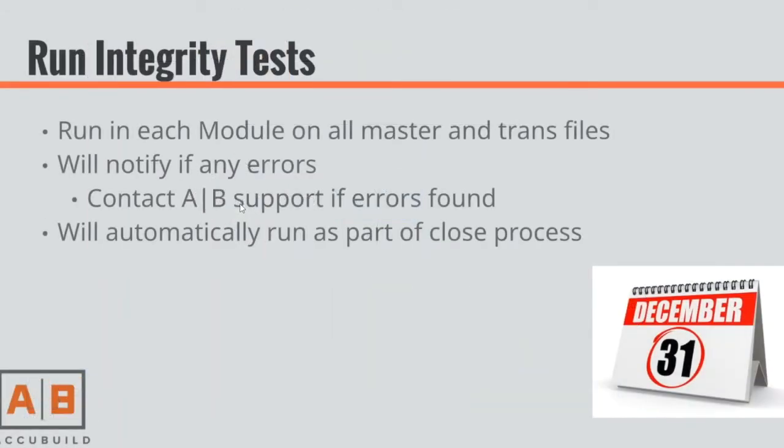The first step in closing the fiscal year is to run integrity tests. You'll run the tests in each module on all master and transaction files. The tests will look for any data errors or corrupted files. In each module, you'll navigate to Integrity Tests, All Tests. If by any chance you receive any errors, please contact AB Support for assistance in resolving the errors.